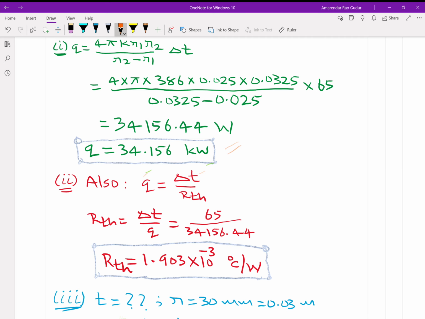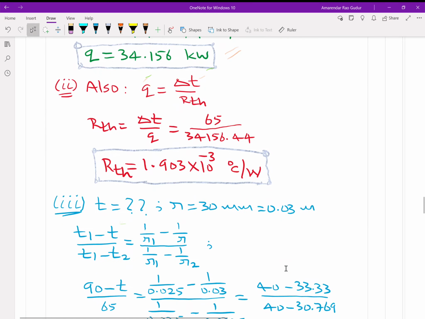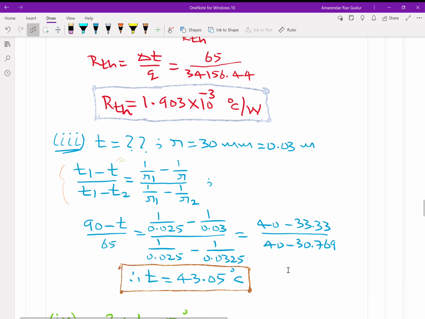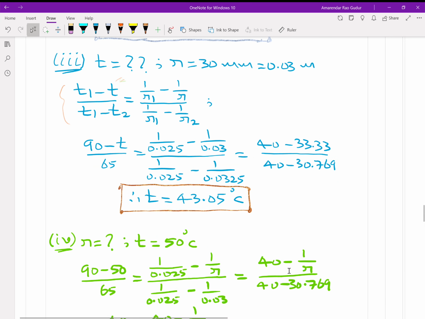centigrade per watt. Then to get the temperature at some radius 30 mm, divided by 1000, 0.03 meters, use the temperature profile: T1 minus T by T1 minus T2 is equal to 1 by R1 minus 1 by R, by 1 by R1 minus 1 by R2. Here you have everything except T. And if you substitute the given data here, you are going to get the temperature at R equal to 30 mm as slightly over 43 degrees centigrade.